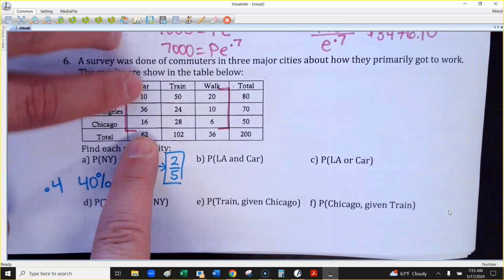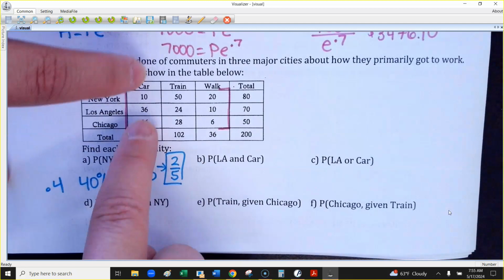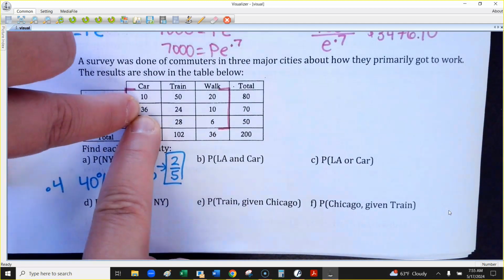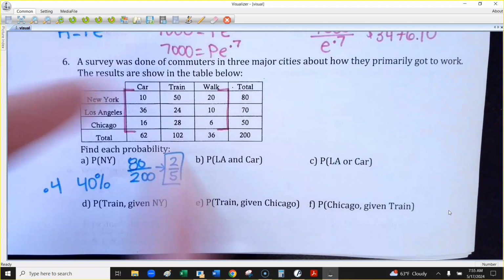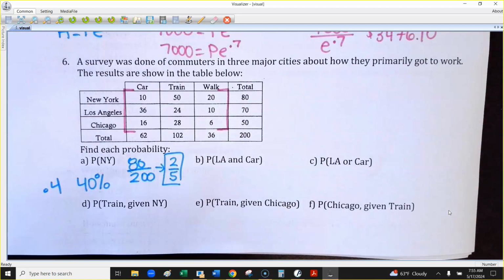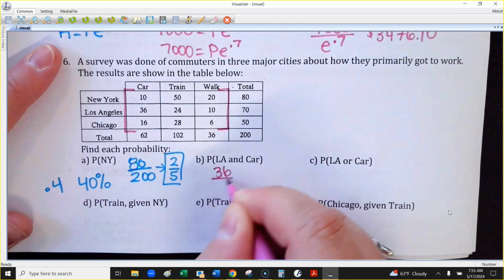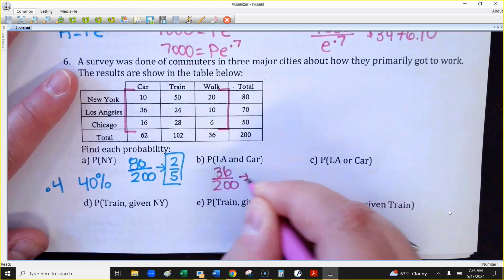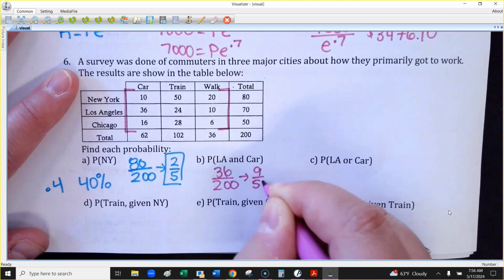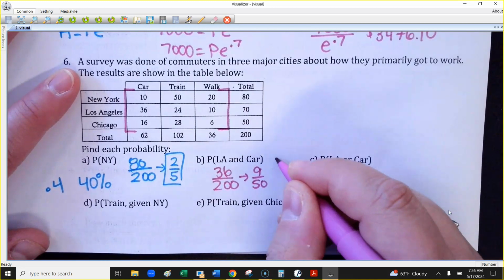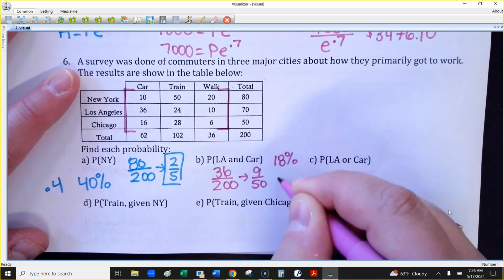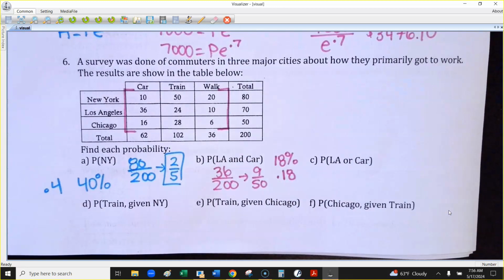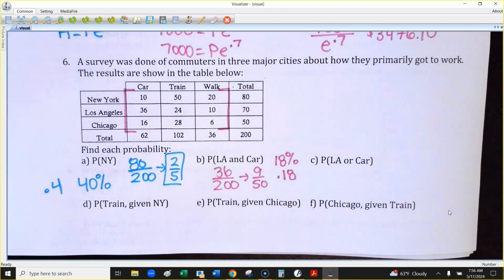Here's your car column. Here's your LA row. So there's 36 people that fit both of those categories. You're just finding that intersection. So that's all we would do. Just 36 out of 200 total. The 36 is the intersection of those two. So as a fraction, this reduces to 9 over 50. And it would be as a decimal 0.18, or as a percentage 18% chance I would pick. So I'm just going to write all three.